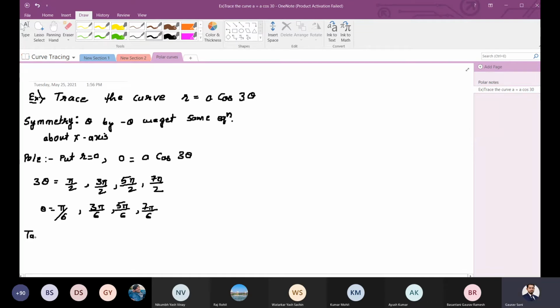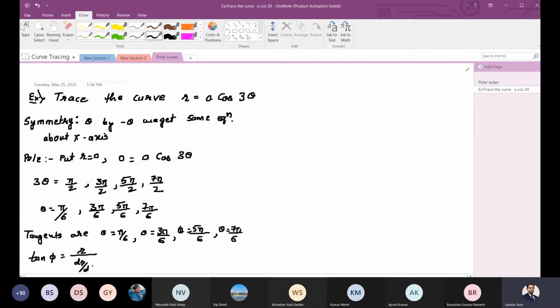So tangents are theta equal to pi by 6, theta equal to 3 pi by 6, theta equal to 5 pi by 6, theta equal to 7 pi by 6. What is the value of tan phi here? What's the formula? Tan phi is equal to r upon dr by d theta. Let's put the values.